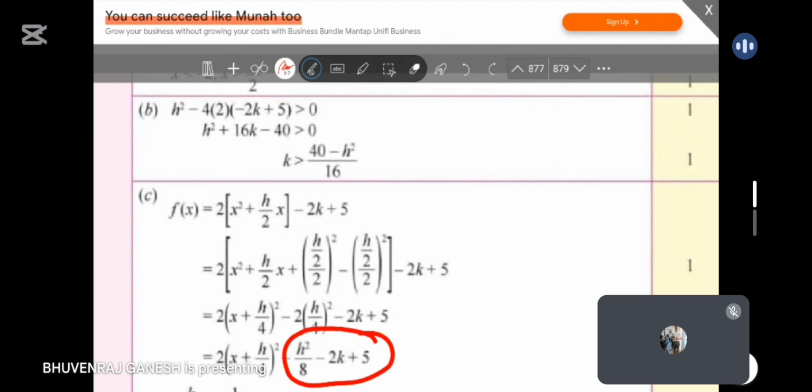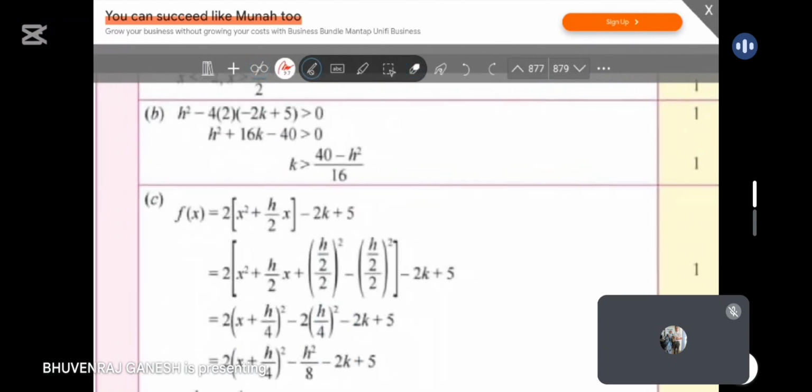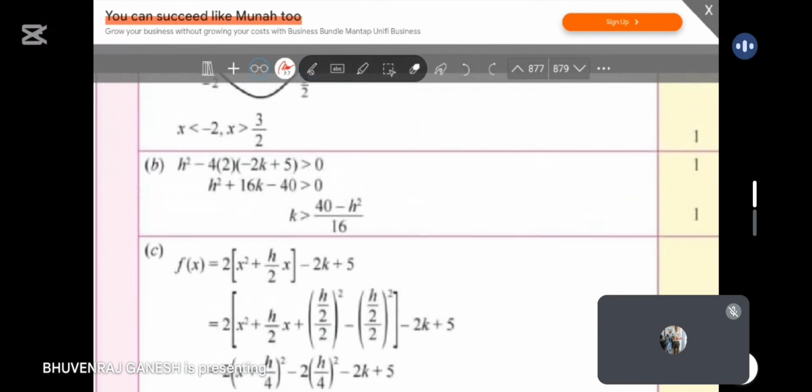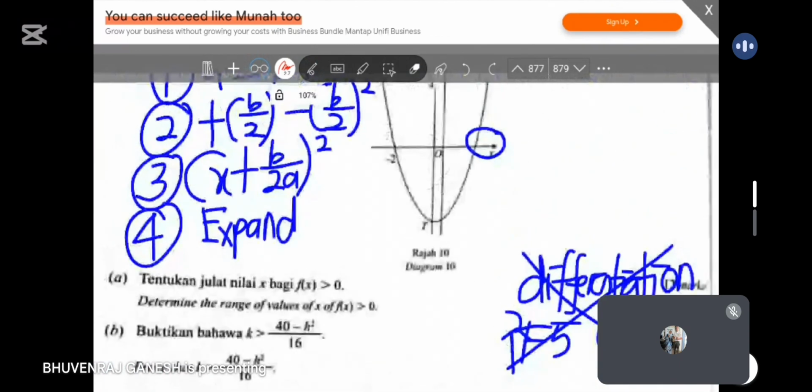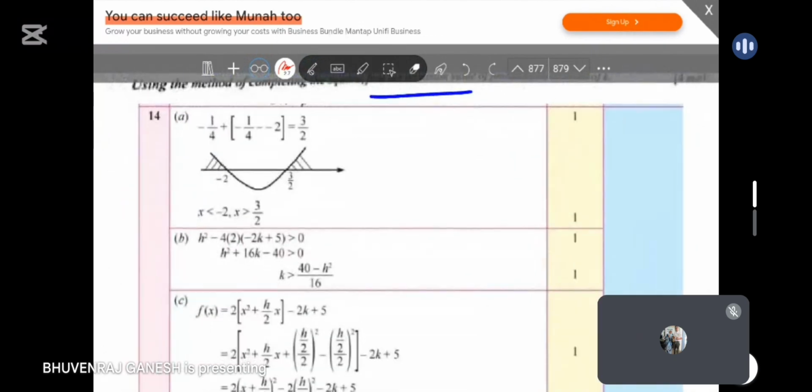Ini adalah nilai minimum. Selalu lihat nilai yang paling kanan. Look at your most right value. That is always your minimum value. Okay, so first step, they ask you to find the minimum value. Okay, so can we find out the h value first, guys? Adakah kita boleh cari nilai h ni? Yes. Okay, because the question already gives you, guys, your axis of symmetry. Soalan dah bagi x equal to negative 1 over 4.